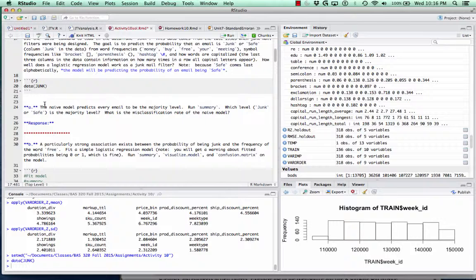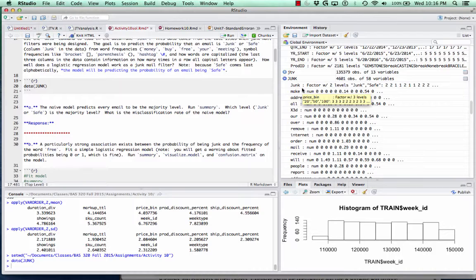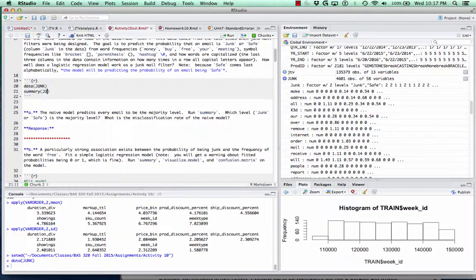So part A asks us to start out with the naive model, basically predicting junk or safe based on nothing whatsoever, basically majority rules. So the naive model predicts every email to be the majority level. So let's run summary on the column that has the information about whether the email was junk or safe to see what the naive model would actually do here. So I'm going to go ahead and in this R chunk up here do summary, the name of the data frame, $sign, and then the name of the column that I want.